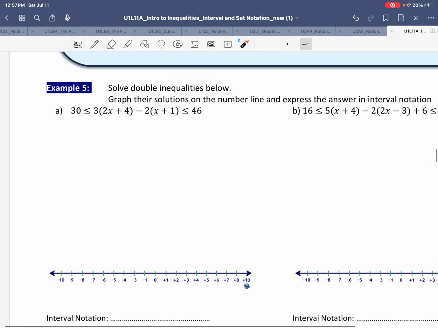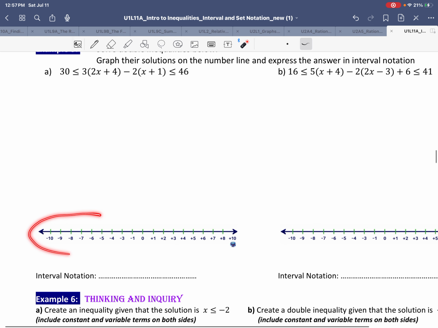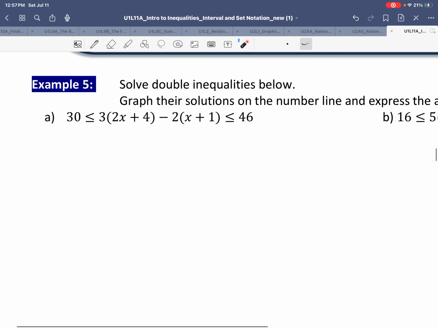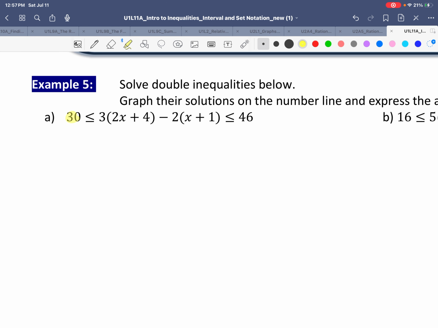So let's take a look at our example 5. We have to solve the double inequality, and we have to draw the answers on the number line. The way that this is going to work is simplifying each part of the inequality. As you can see here, we have three parts of it. We have the left, we have the center, and we have the right side of it. The left and the right side don't need any simplifications, but the center does. And we want to write these parts in a more simplified linear form.